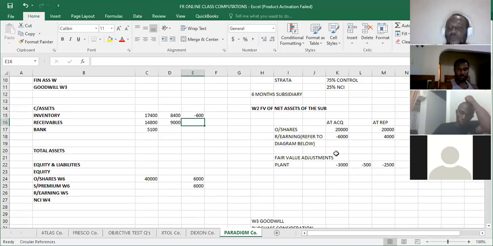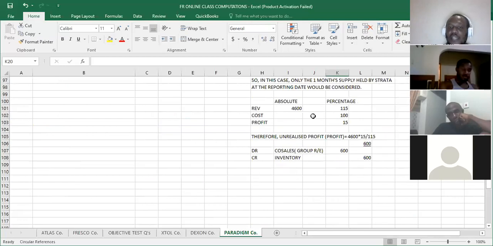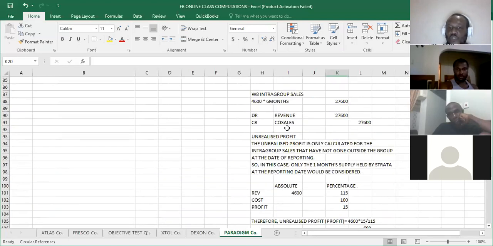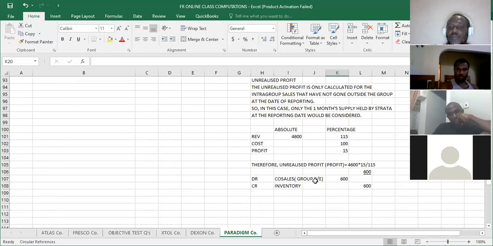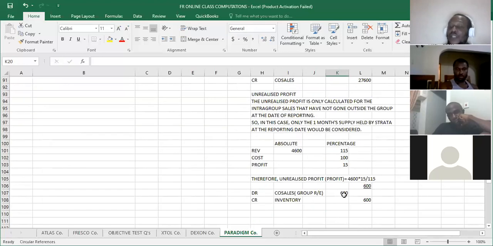So if you're doing the profit or loss, if you're doing a group profit or loss, then you have 3 of these entries going in. First of all, you reduce revenue by the whole, you reduce cost of sales by the whole, and then if you have unrealized profit, it will go to cost of sales. So you add back to cost of sales. So you will remove 27,600 from cost of sales and add 600 to cost of sales if you are doing a statement of profit or loss.